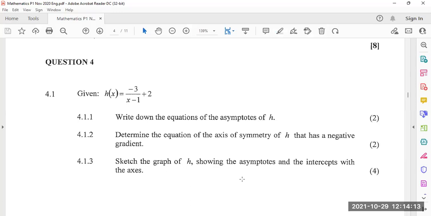Now moving on: sketch the graph of h showing the asymptotes and the intercepts with the axes, right? So what is it that they want you to show on the sketch? They want you to show the asymptotes and the intercepts, the x-intercept and the y-intercept. That is what you're supposed to show.